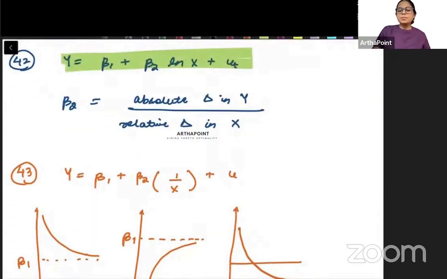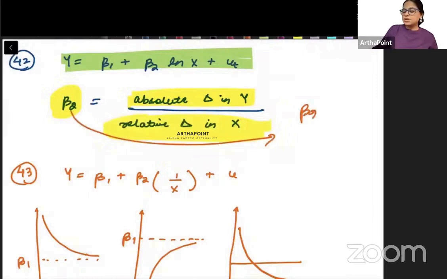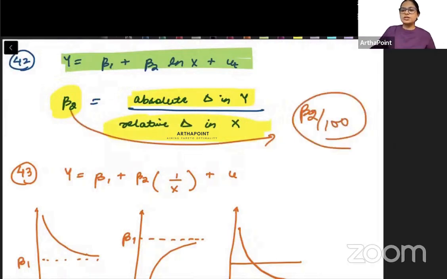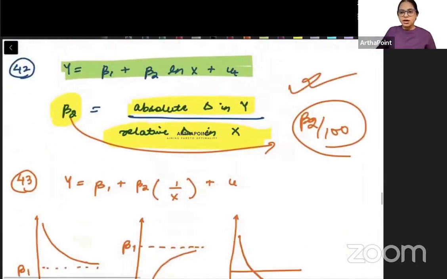ठीक है, अच्छा, now we come to y is equal to beta 1 plus beta 2 ln x, मतलब log is on this side, तो beta 2 का interpretation हो जाता है absolute change in y upon the relative change in x. In this case, remember कि हम beta 2 को divide by 100 करते हैं to get it in the same units. Here we were multiplying with 100. Here we will divide by 100.